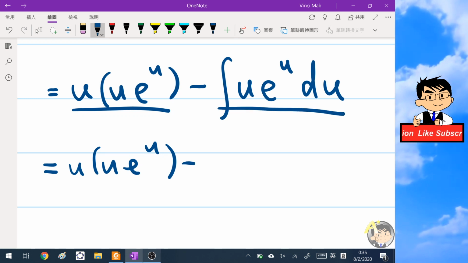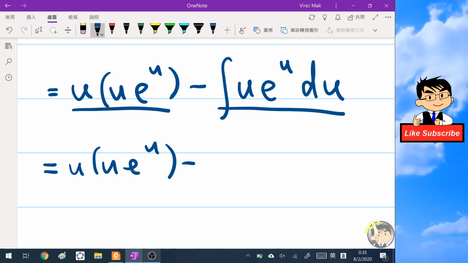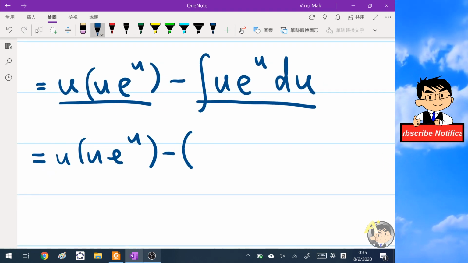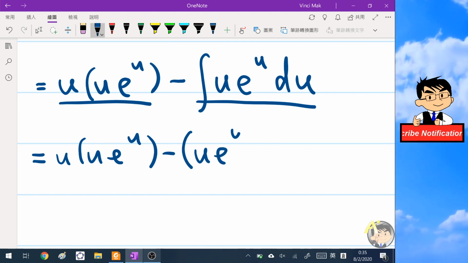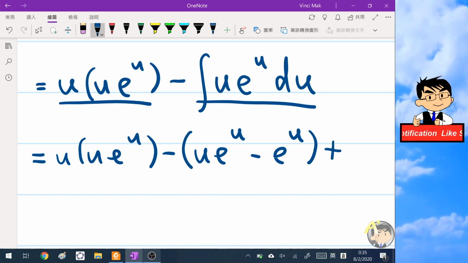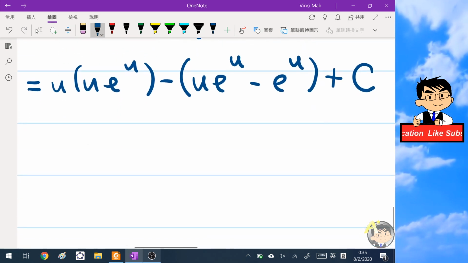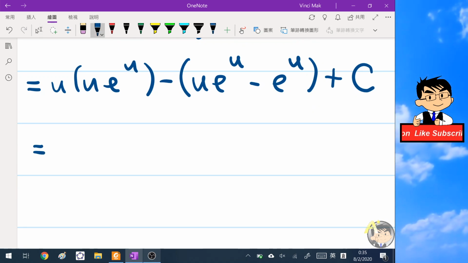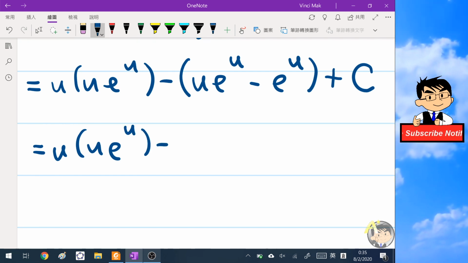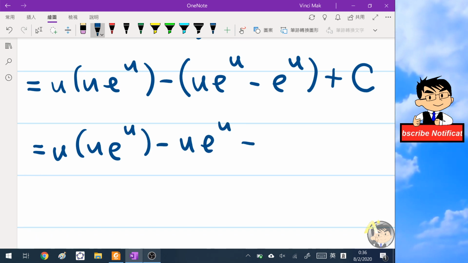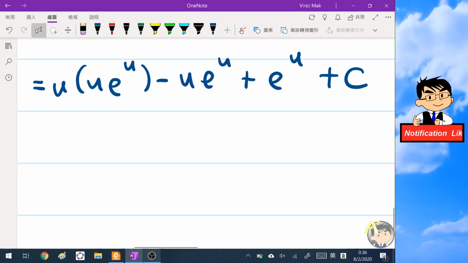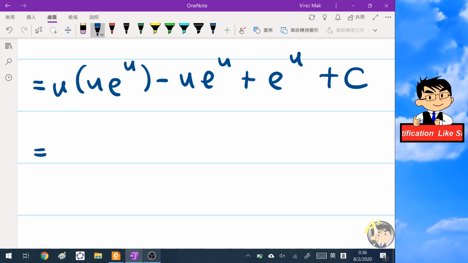Minus. So for this guy, we need to apply the integration by parts again. So we open the bracket, and this guy is equal to itself, u times e to the power of u minus e to the power of u, and then we have to plus c at the back. So we try to simplify the expression a bit. u times e to the power of u minus u times e to the power of u plus e to the power of u plus c.